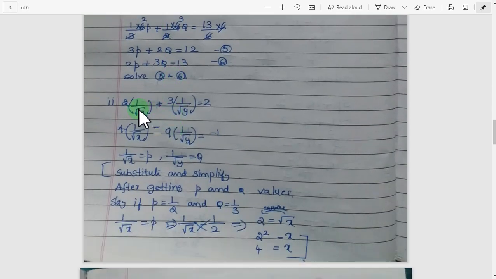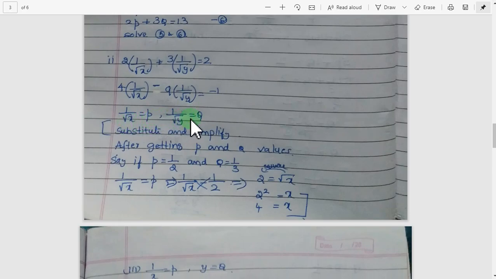Second question, 1 by 2. The first question I have not copied. That question is like this: 2 by root x plus 3 by root y is equal to 2, 4 by root x minus 9 by root y is equal to minus 1. First separate the coefficient and the variable. 2 into 1 by root x plus 3 into 1 by root y, 4 into 1 by root x minus 9 into 1 by root y.